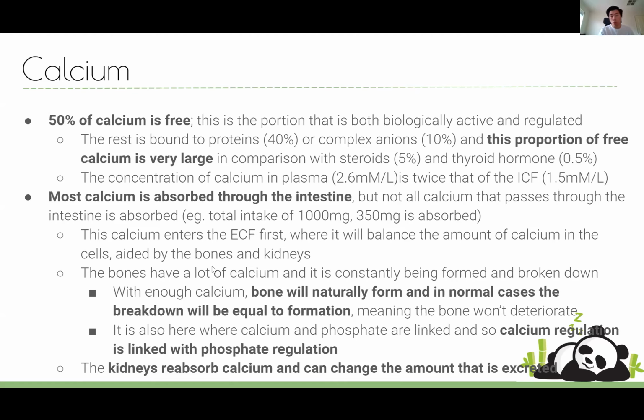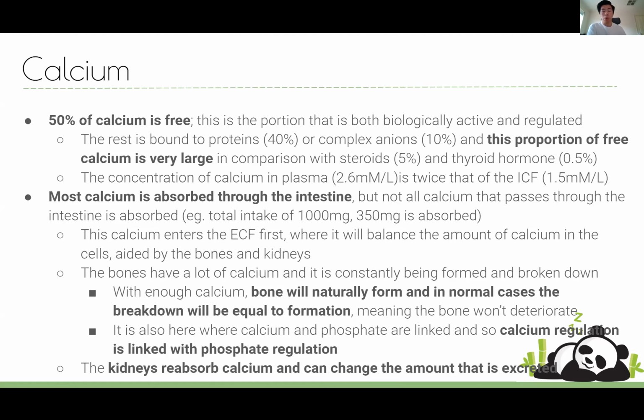The bones have a lot of calcium stored in them. So realistically speaking, you have a very large calcium store. And with enough calcium, your bone will naturally form, but also naturally degrade as it goes through recycling. But in pathology, such as osteoporosis, that process is flawed, and we'll talk about that later as well. Your calcium and your phosphate are also linked in this stage. So your calcium regulation is linked to your phosphate regulation because of the relation with bone.